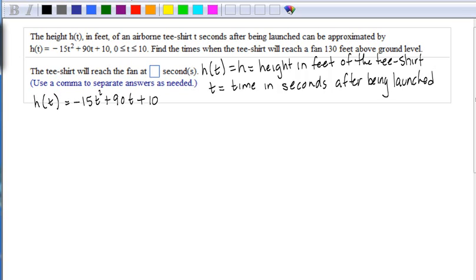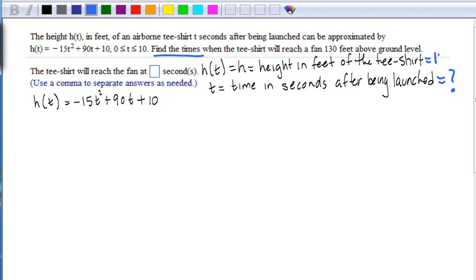So, what do our variables represent? Let's write that down. H of t, they say, is the height. And you can call it h. It's the height in feet of the t-shirt. T, they tell you, is the time in seconds after being launched. If you look at the question, it says, at what times? So we're asking ourselves, at what time? That's what we're asking. Find the times. So we don't know that, so I'll put a big question mark there.